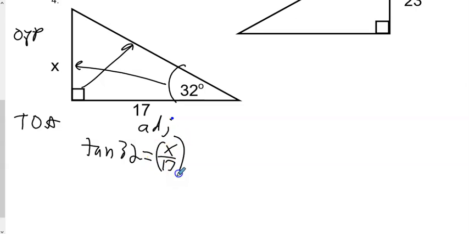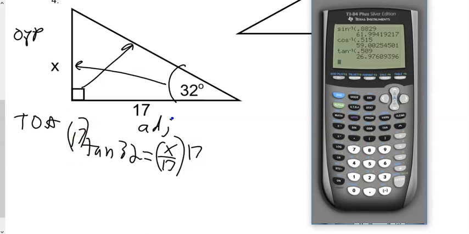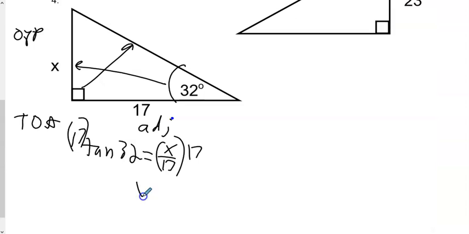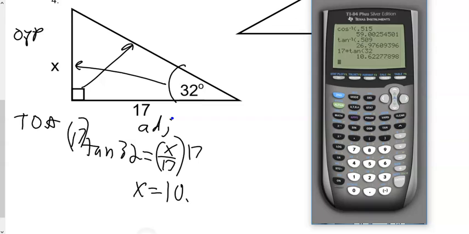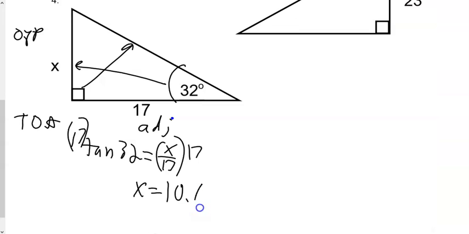If x is on the top, we just multiply by that number, 17. And we type that on our calculator. 17 times tangent of 32. 10.6. Rounded correctly? Yeah. So 10.6.